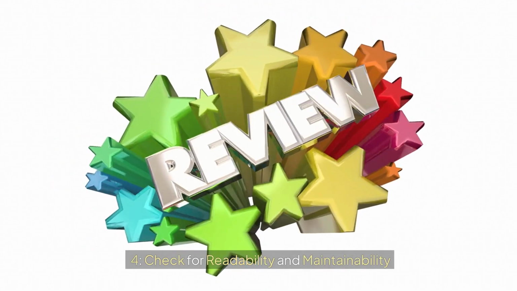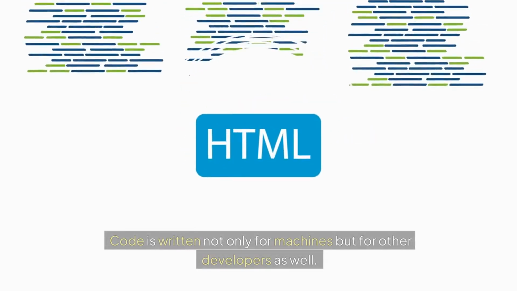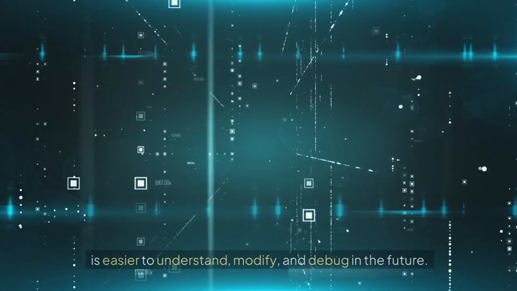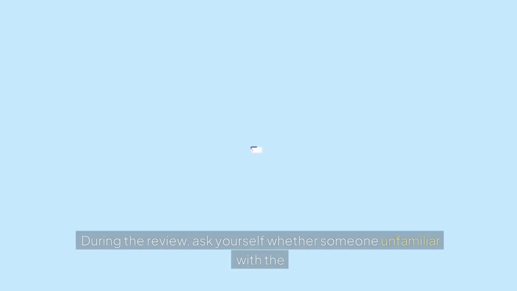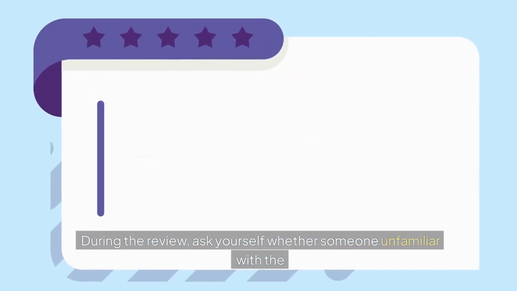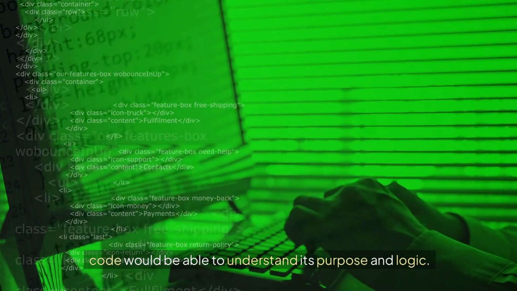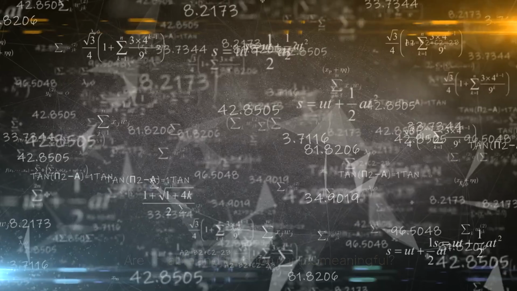4. Check for readability and maintainability. Code is written not only for machines but for other developers as well. Readable and maintainable code is easier to understand, modify, and debug in the future. During the review, ask yourself whether someone unfamiliar with the code would be able to understand its purpose and logic.